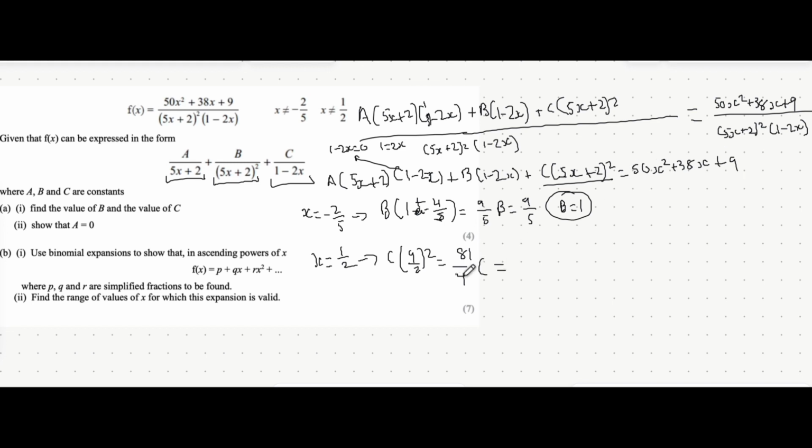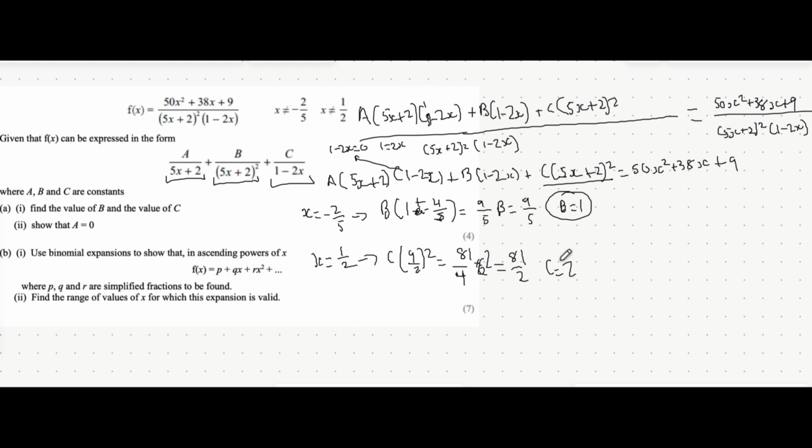So let's do that. I'm just going to make this a little bit larger. Okay, so we have 50 lots of, sorry, I just remembered the x value, 0.5 all squared plus 38 lots of 0.5 plus 9. And that's equal to 81 over 2. Now from there, it makes sense that c is just equal to 2, because if you make it equal to 2, then this 2 cancels out with this 4, leaving you with 81 over 2, which is what we want on the right hand side.